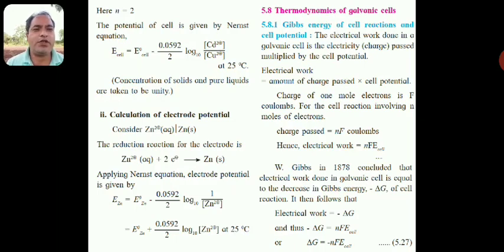Applying the Nernst equation to calculate the electrode potential, we can write E of Zn is equal to E0 of Zn minus 0.0592 divided by 2. Why is there a 2? Because 2 electrons are there in this reaction. So that's why there is a 2. Log to the base 10 into 1 divided by the concentration of Zn2+ ions.